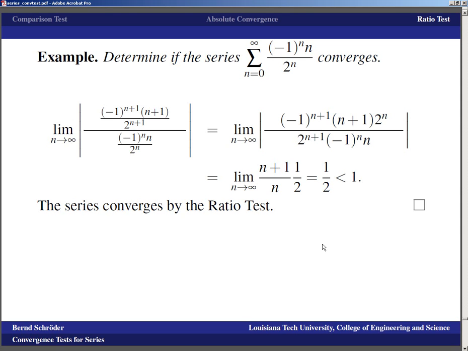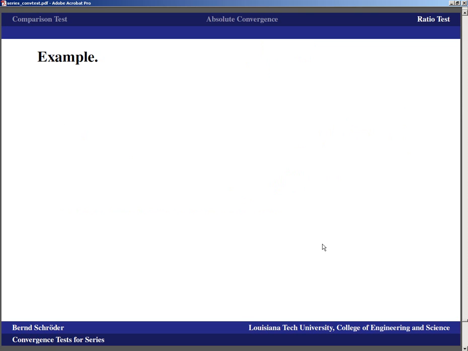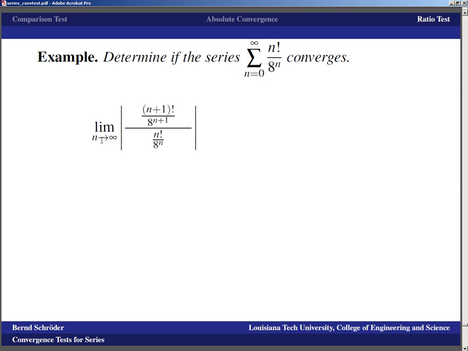So after we actually have internalized the ratio test, applying it actually isn't that bad, and that also is the case when we have a more complicated series, such as the series n equals 0 to infinity n factorial divided by 8 to the n. Again, we set up the limit as n goes to infinity of the n plus first term, which is n plus 1 factorial divided by 8 to the n plus 1. And we divide that by the nth term, which is n factorial divided by 8 to the n.